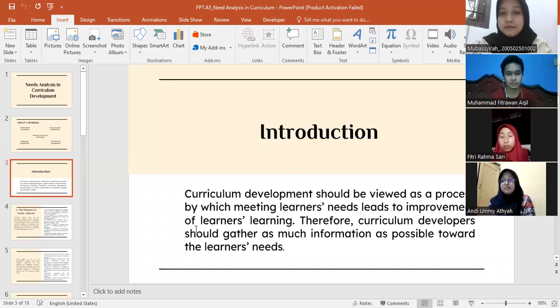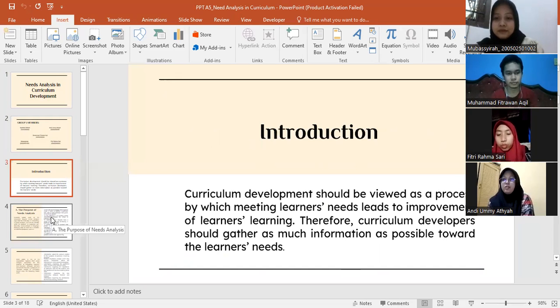For the opportunity given to me. Here I will explain about the introduction and the purpose of needs analysis. The first one is the introduction. Curriculum development should be viewed as a process by which meeting learners' needs leads to improvement of learners' learning. Therefore, curriculum developers should gather as much information as possible toward the learners' needs.